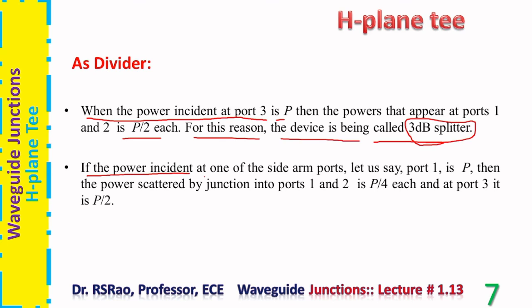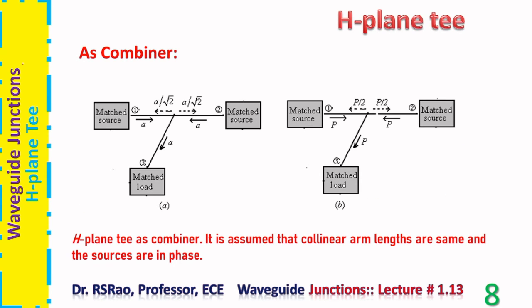If the power incident at one of the side arm ports, let us say port 1, is P, then the power scattered by the junction into ports 1 and 2 is P by 4 each, and at port 3, it is P by 2. Junctions can also act as combiners. As combiners, they add two or more waves or power streams into one.